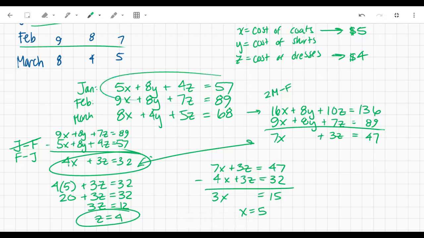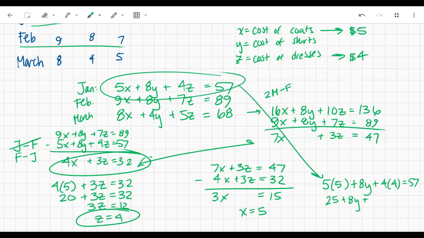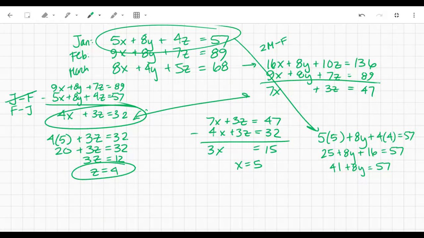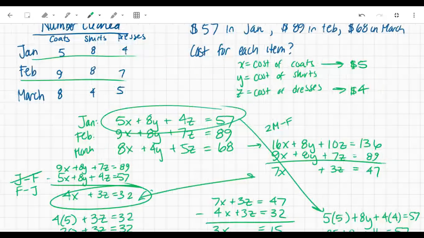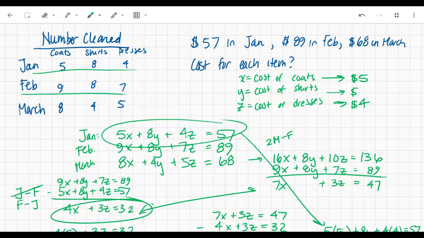And now I can go back to one of my originals. So I'm going to do that down here. Sorry, it's getting a little messy. 5 times x plus 8 times y plus 4 times z equals 57. So 25 plus 8y plus 16 is 57. So that's going to be 41 plus 8y is 57. 57 minus 41 is 16. So y is 2. So a shirt is $2.